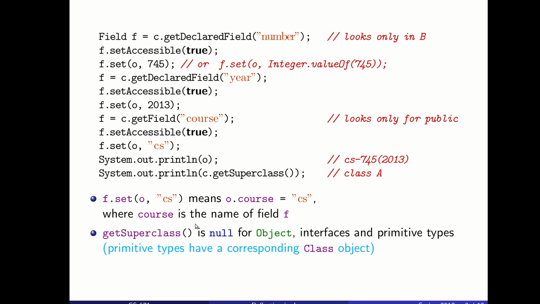And it's worth noting that getSuperclass returns null for Object or interfaces or primitive types. Yes, there are class objects for primitive types. It's a bit strange.